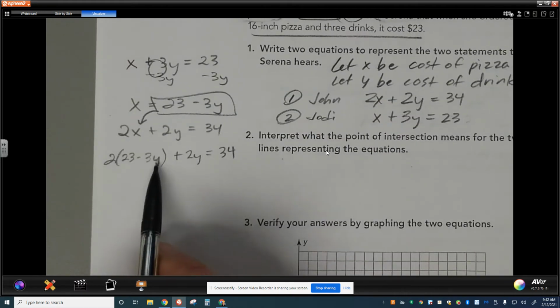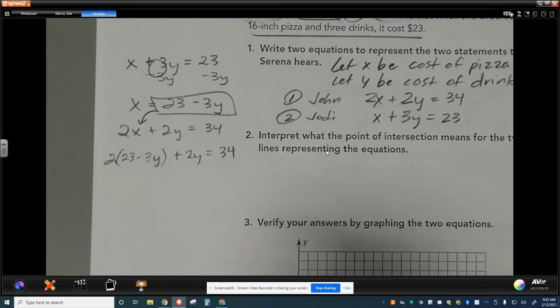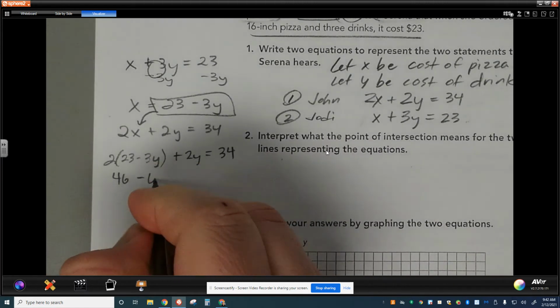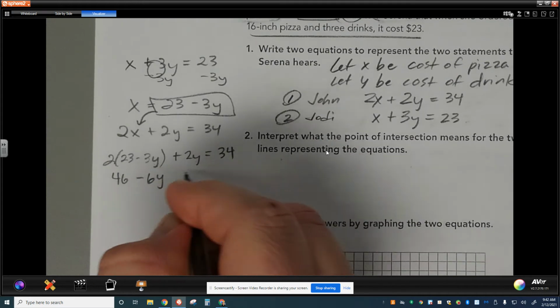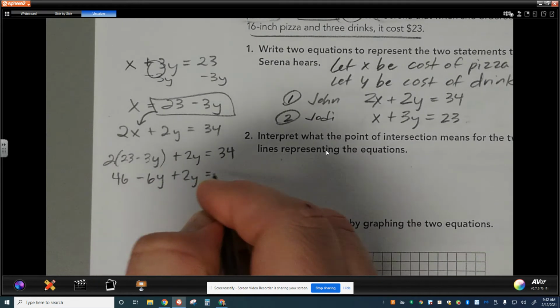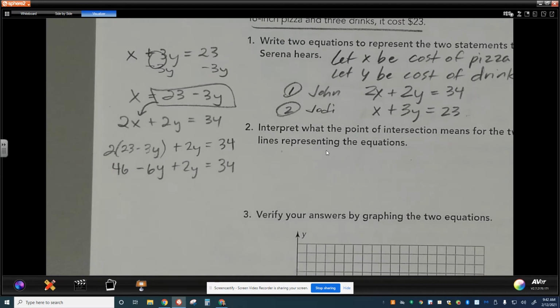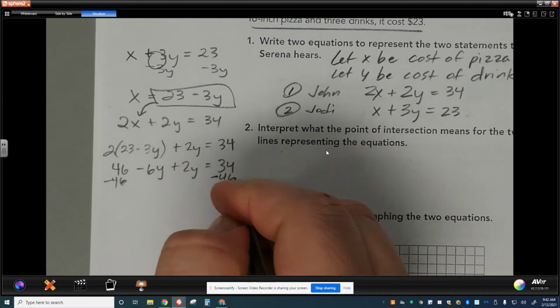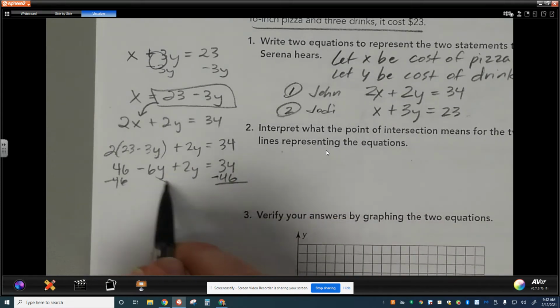And then look what I have left to find. Just the cost of the drinks, right? I've eliminated, for right now, the cost of the pizza. I've actually embedded the cost of the pizza to be able to find the cost of the drinks. And now I end up with this, $46 minus $6 in drinks plus $2 in drinks is equal to $34. I take away the 46, so I'm combining terms using properties of equality. And then I'll combine like terms.